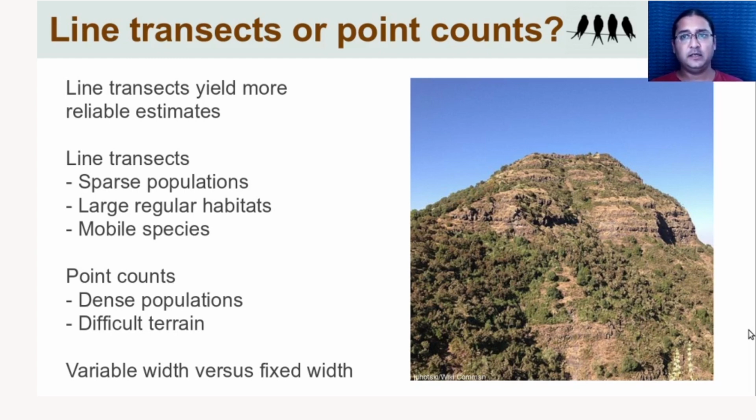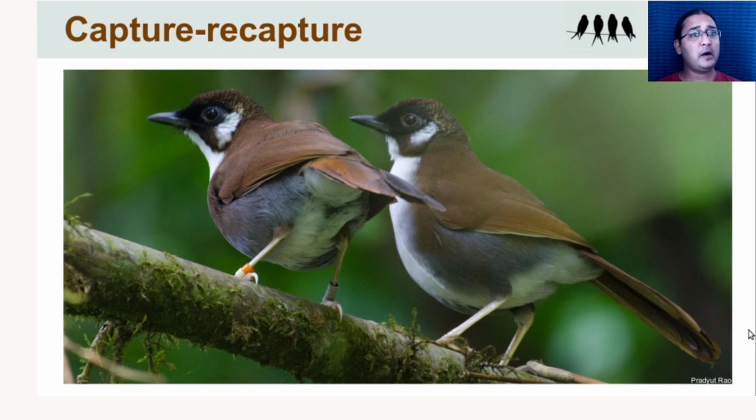So this is where the choice of what you use to estimate bird populations becomes important. If the population sizes are generally low or densities are low, and you have a large habitat that's regular and the terrain is not a problem, then line transects are definitely preferable to point counts. But in some cases where terrain is difficult, one might be forced to resort to point counts rather than line transects. So that was about line transects and point counts, and distance sampling, and fixed width and fixed radius transect and point count sampling.